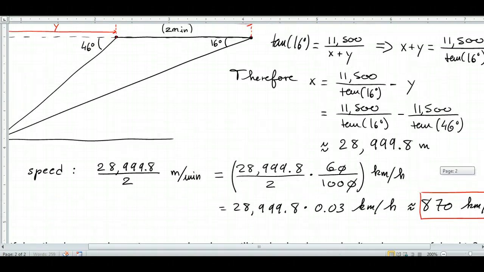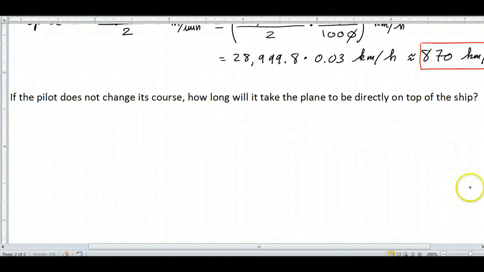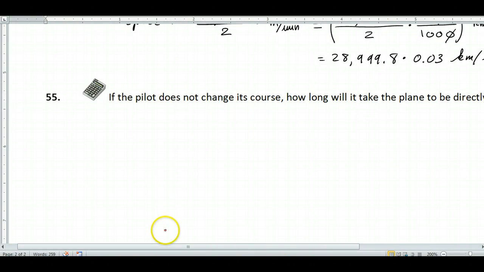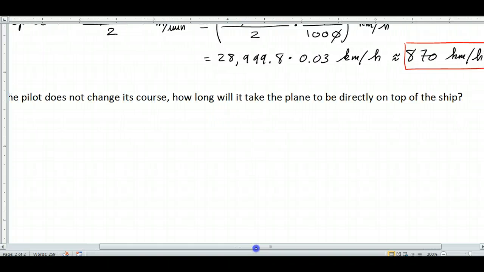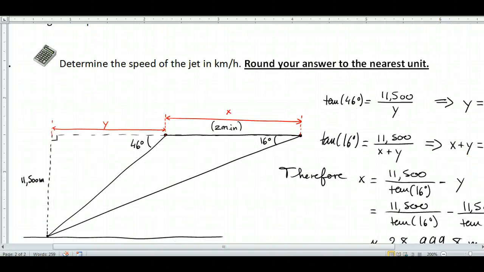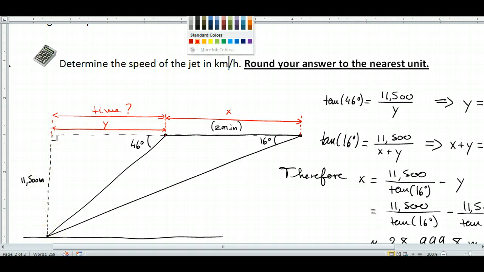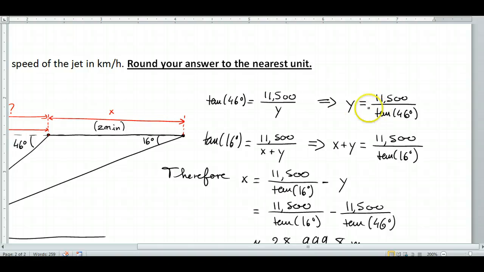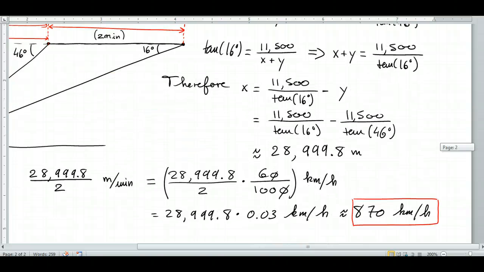All right, the second question, well, it's going to be right here. If the pilot does not change its course, how long will it take the plane to be directly on top of the ship? So this time we want to know how long it's going to take the plane to get here. So we want to know the time. Okay, for the second question right here, we want to know the time, because you can see that right there the plane is going to be directly over. So we know the speed, we know y, right? I mean, we haven't looked at y, but it's right here, right? It's right here. So it's easy to get the time.